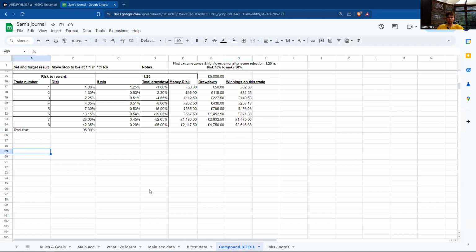Okay, so what we're going to do is we're just going to mark our trades here. So we're just going to go -1. That's the first one, -1R.